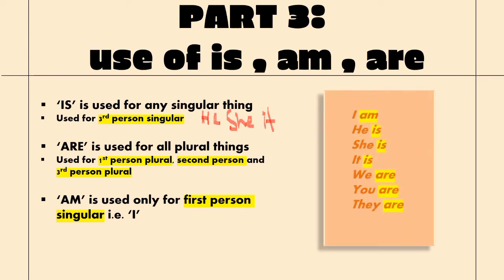So there are some examples like I am, as we discussed that am is used with I. He is third person singular, so is is used. She is third person singular, is is used. It is third person singular, is is used. We is first person plural, so are is used. You is second person, so are is used. They is third person plural, so are is used.